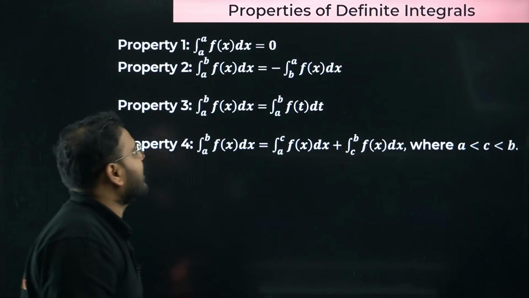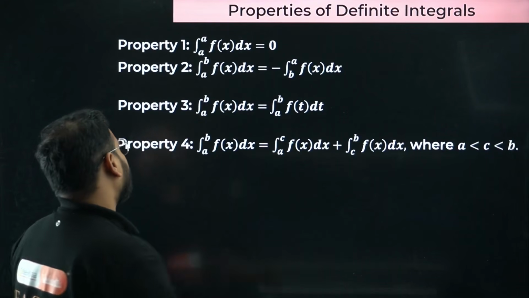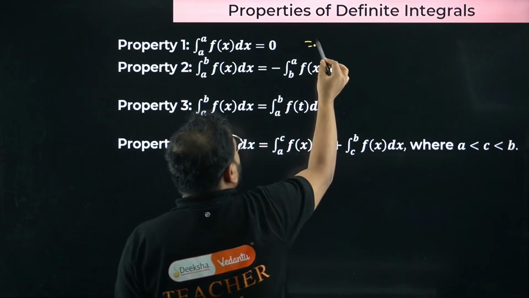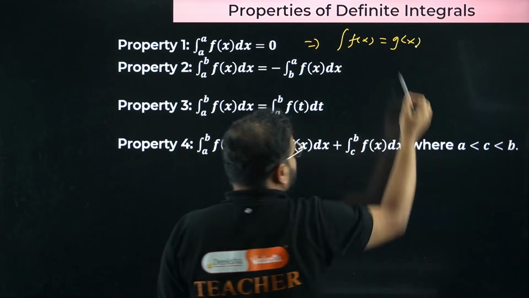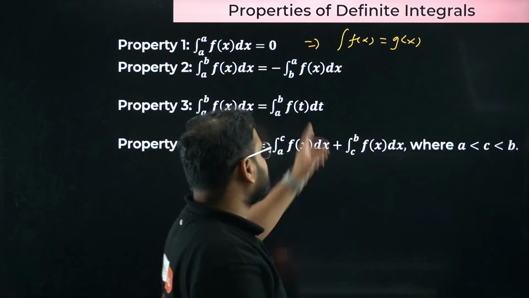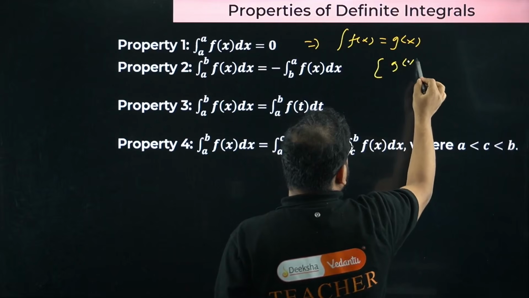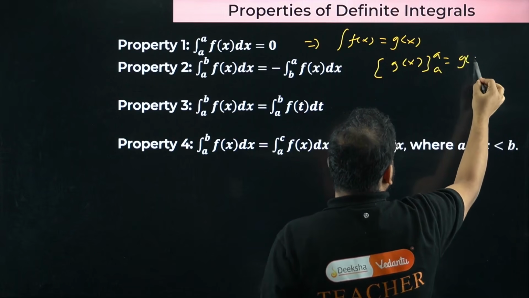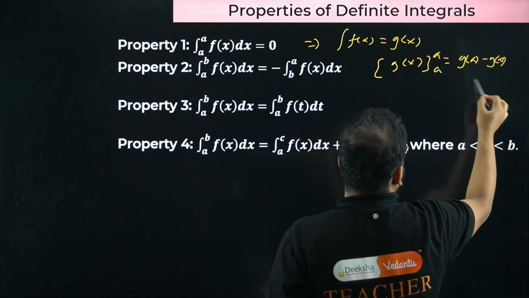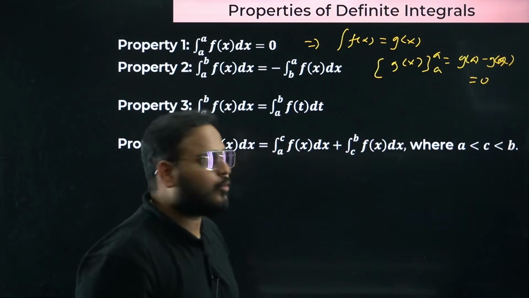Some properties that we have over here. If we have the integral from a to a, what will happen? Let's say the integration of f(x) is g(x). Then this will become g(x) from a to a. So what will I have? g(a) minus g(a). How much is that? 0 only, no? g(a) minus g(a) is 0 only, right?